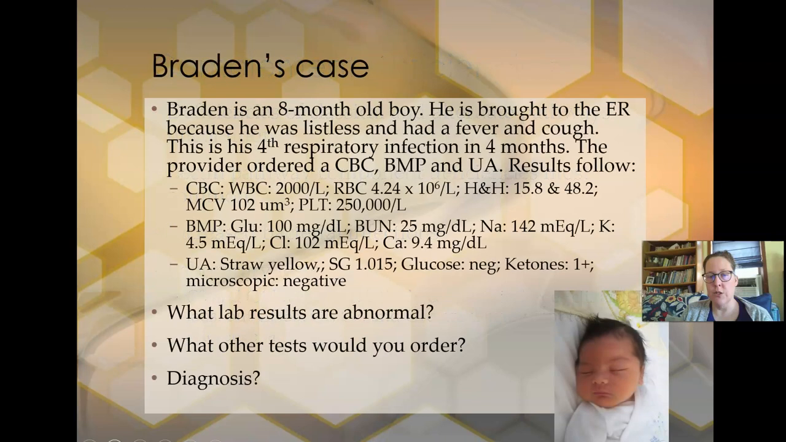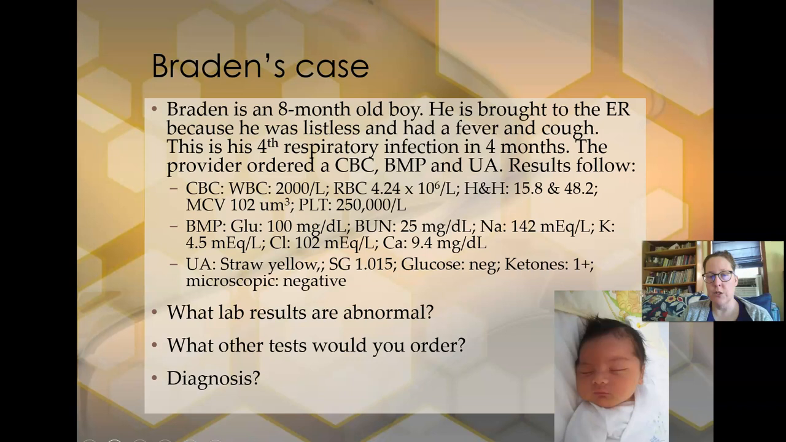All right, let's look at this case, and then we're going to think through it. Braden is an 8-month-old. He's brought to the ER because he was listless and had a fever and cough. This is his 4th respiratory infection in 4 months. The provider ordered a CBC, BMP, and UA. The results are as follows.